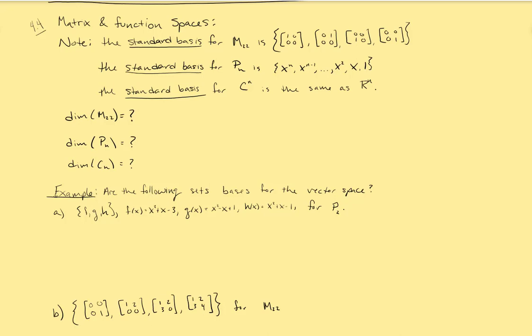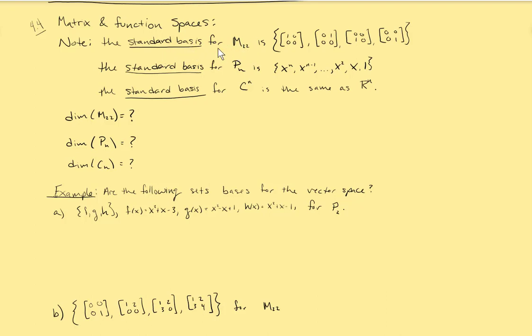I decided to make one more video for section 4.4 to show some non-Rn vector space examples. So here, let's take a quick look at some non-Rn vector spaces. For example, the vector space M22, the vector space of real matrices with 2 rows and 2 columns.